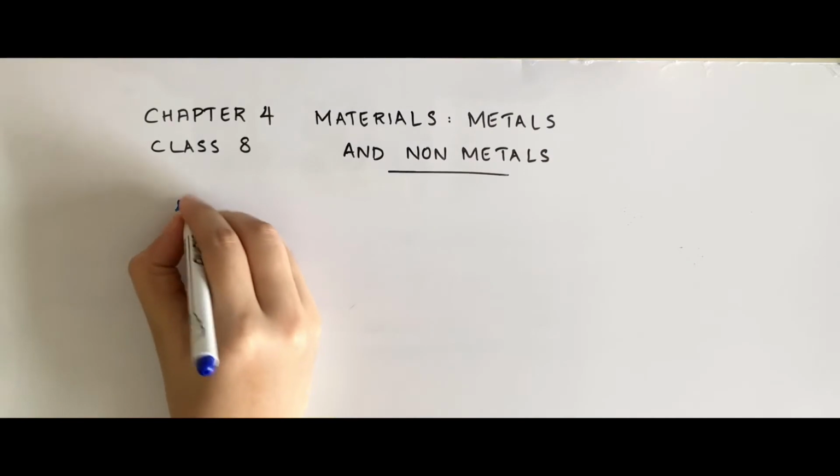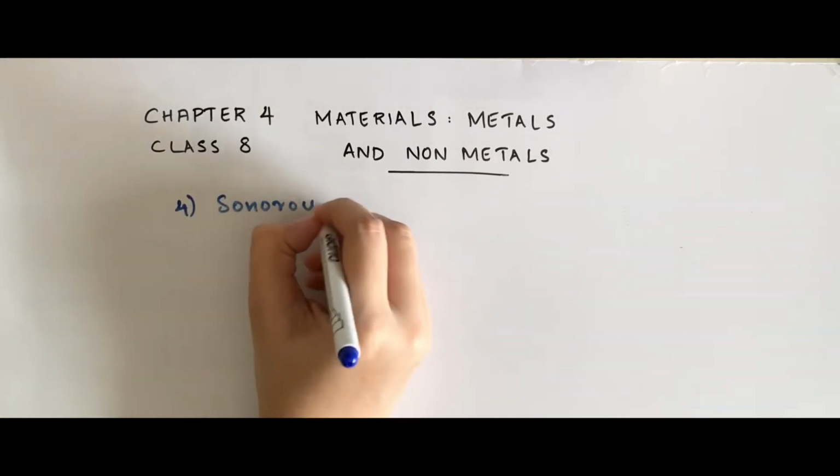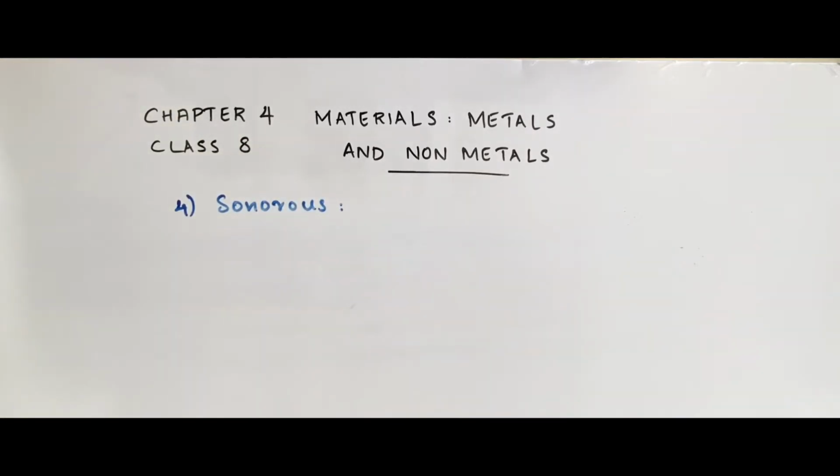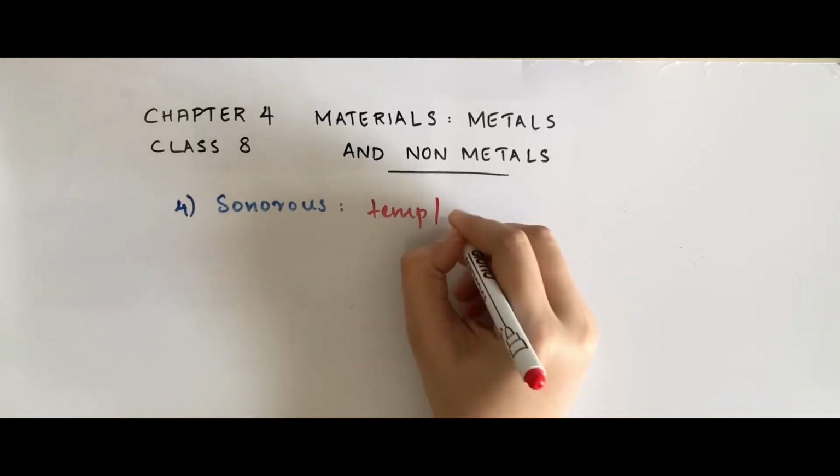The fourth property is sonorous. What is this sonorous property? It is the property of metal which produces a ringing sound on hitting. The ringing property of metals depends on the temperature and density. So it depends on temperature and density.